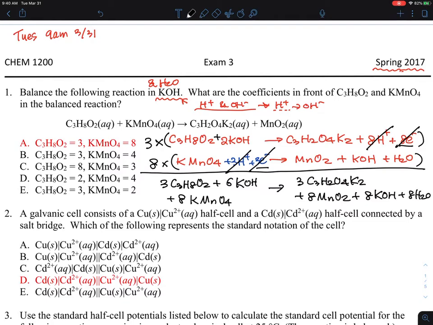And then you will see that KOH is gone. I can make this a 2. So this is the complete reaction, and they want to see that C3H4O2.